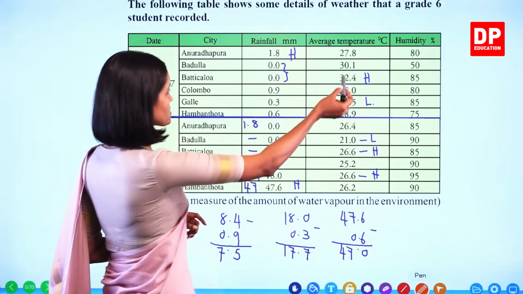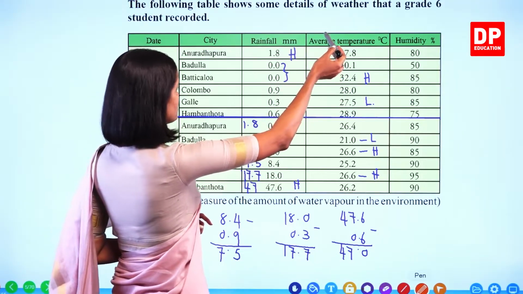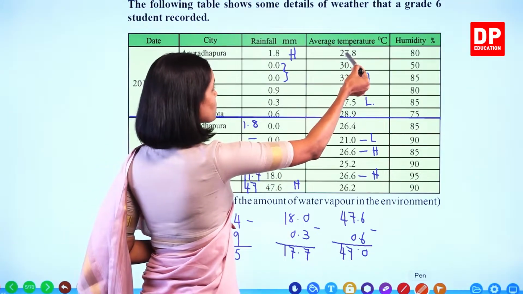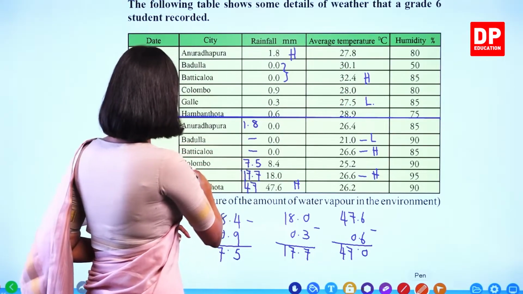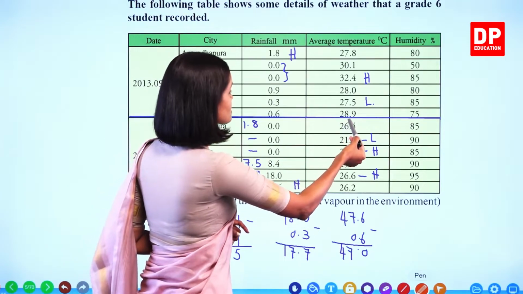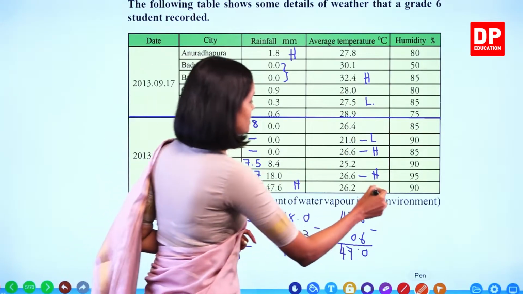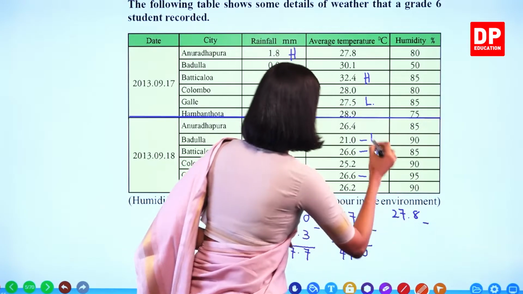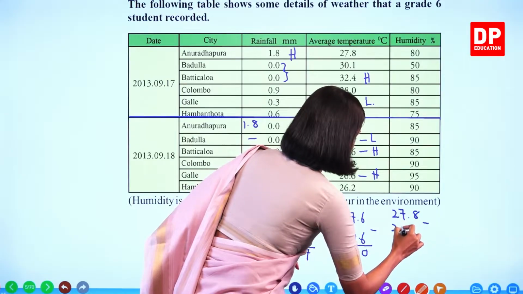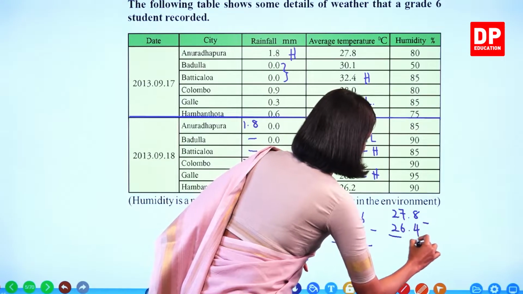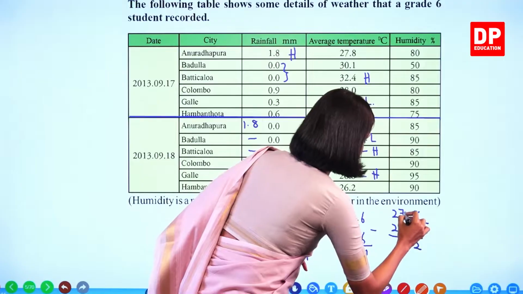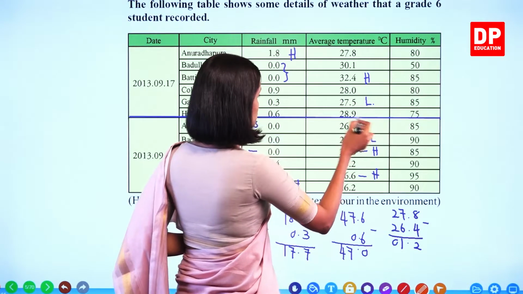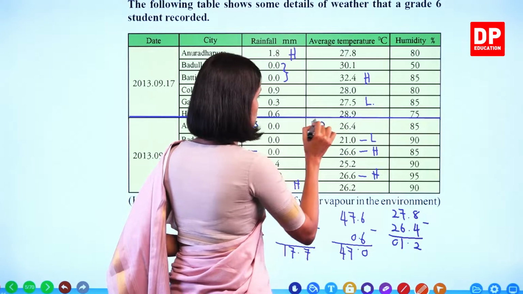Okay, look at the first one, Anuradhapura. So on the 17th, its temperature is 27.8. The second day it is 26.4, right? 27.8 minus 26.4. 8 minus 4, 2, 7 minus 6, 1, 0. 1.2. Here I'll write 1.2, the difference.